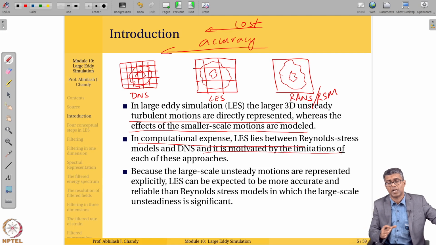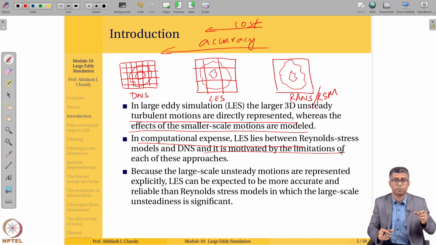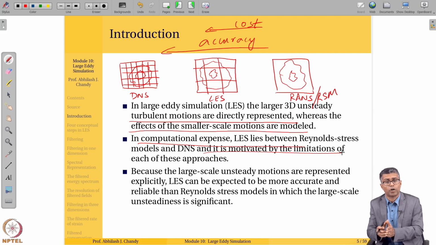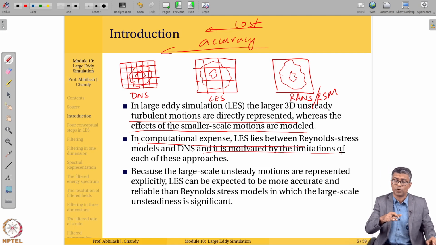You're not resolving any scales. You're modeling all the scales. The whole idea, and we discussed this even at the end of last module, is based on you saying that the Reynolds stress is proportional to the mean strain rate, which in most cases won't be accurate at all. So we saw an example of a contraction where the mean strain rate could be 0 if there is no contraction. And that means the Reynolds stress would be assumed to be 0 there.